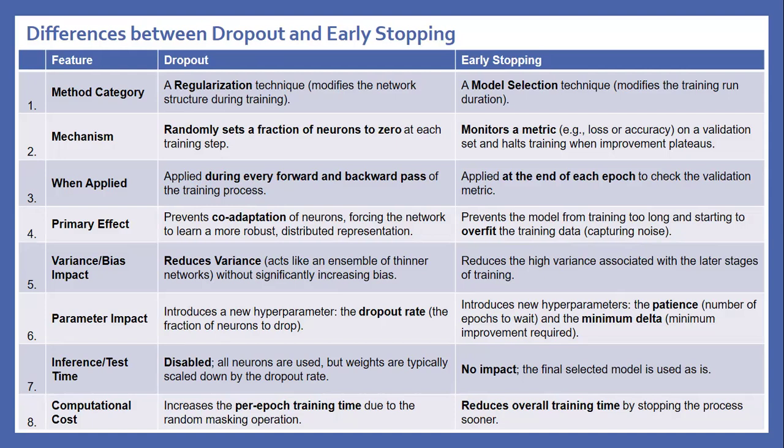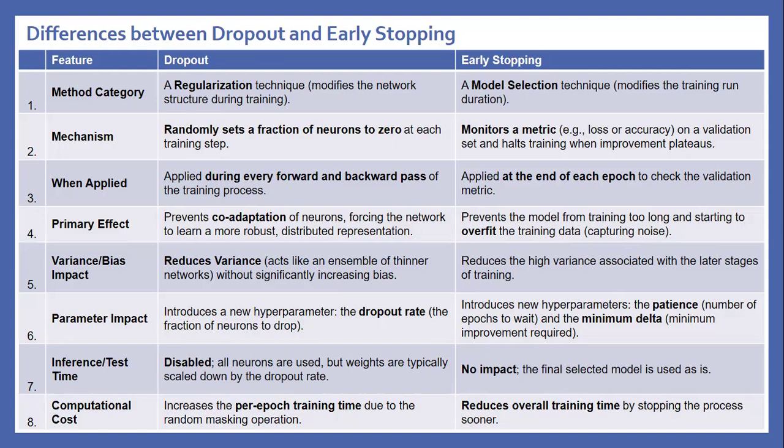Primary effect: dropout prevents co-adaptation of neurons, forcing the network to learn a more robust distributed representation. Early stopping prevents the model from training too long and starting to overfit the training data, capturing noise. Bias-variance impact: dropout reduces variance, acting like an ensemble of thinner networks without significantly increasing bias. Early stopping reduces the high variance associated with the later stages of training.